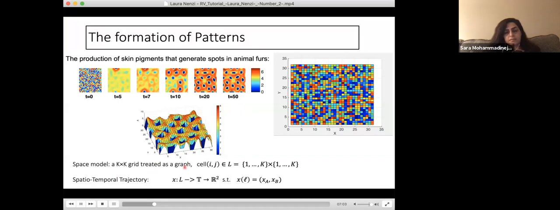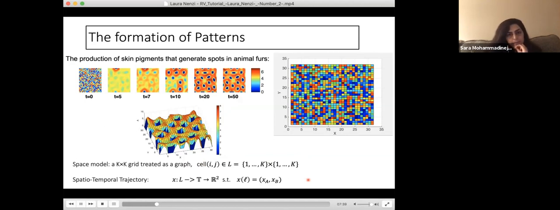As a space model, we consider the regular grid, and we treat it as an undirected weighted graph, where each cell of the grid is a location, and we consider edges between connected cells, so between cells that are neighbors in all four directions. And we consider only one label, which corresponds to the hop distance function, so that is equal to 1. If two cells are neighbors, then the distance is equal to 1.